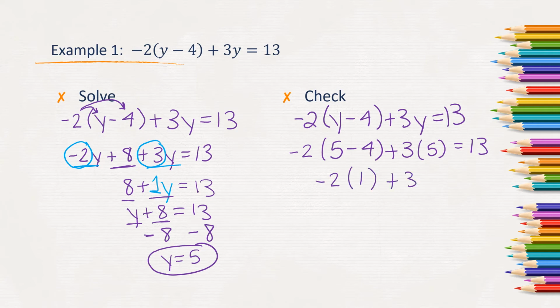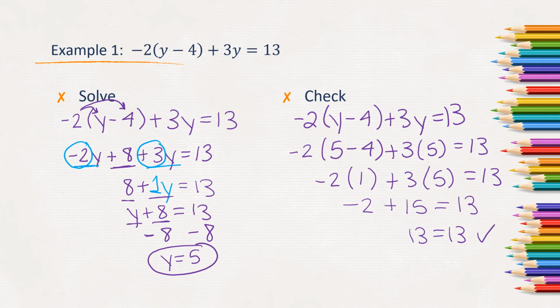Carry everything else down. If it helps, just do one step at a time. Try not to do too many steps in the same line. So now I'm going to just multiply both of these. So I'm going to do negative 2 times 1, which is just negative 2, and then a positive 3 times 5, which is 15. And then if we take negative 2 and add 15 to it, we do get 13. And yes, 13 is equal to 13. So that does mean that the solution we found, y equals 5, is the correct solution to the equation.